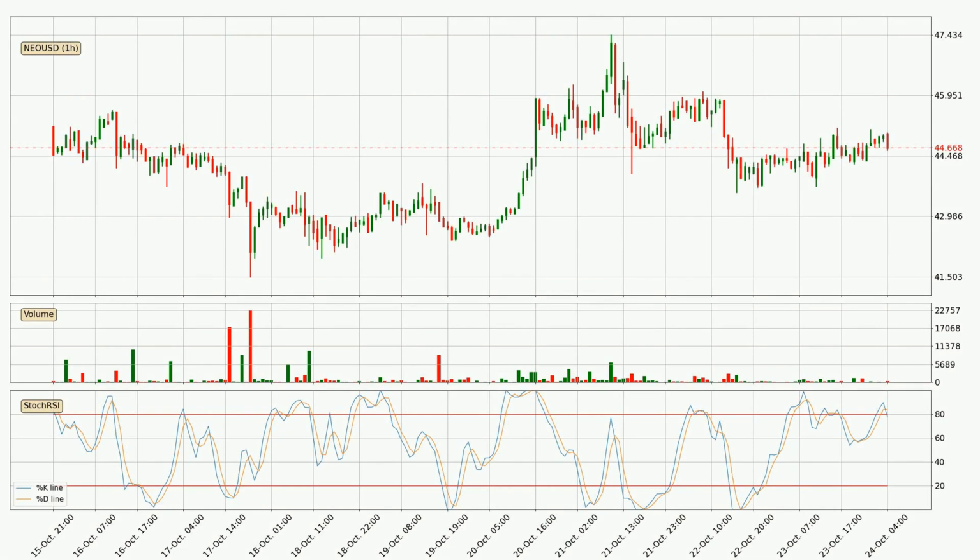Jumping to the hourly Stochastic RSI, both the %K and %D lines are in the higher region, which means that the price is getting overbought and soon a trend change or at least some kind of consolidation could be expected. The K line is below the D line, which shows that the trend has shifted to the downside.